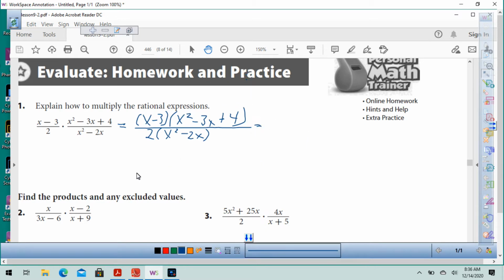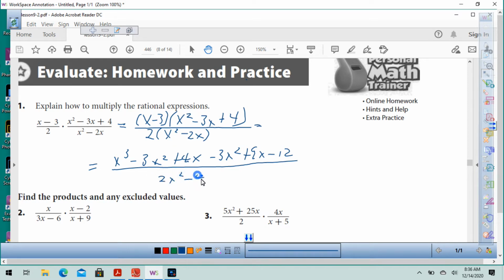Let's write it down here. x times x squared is x cubed. x times minus 3x squared plus 4x. And then negative 3, that's going to be minus 3x squared and plus 9x and then minus 12, all over 2x squared minus 4x.